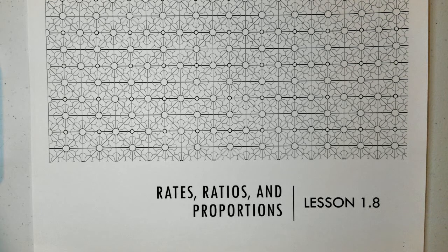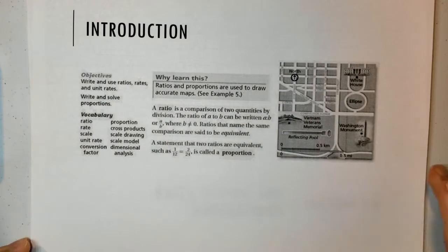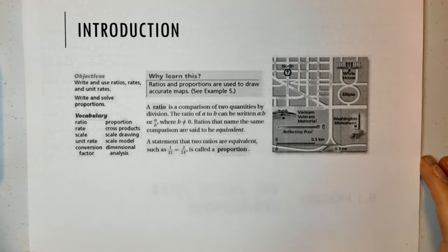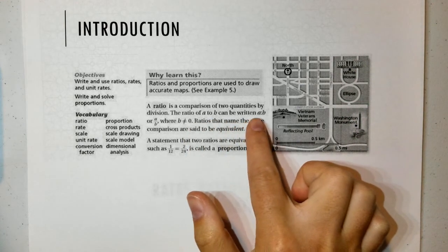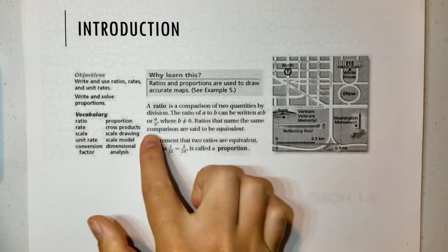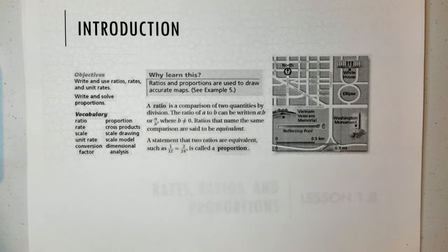Lesson 1.8 is on rates, ratios, and proportions. So in this lesson today, we're going to be looking at ratios, which is the comparison of two quantities by division. So the ratio of A to B can be written as A colon B or A over B, where B does not equal 0.